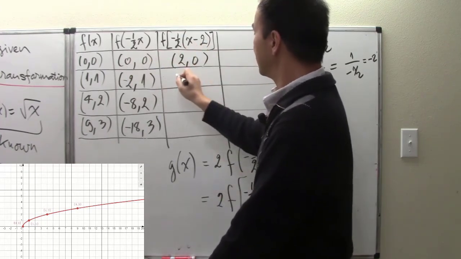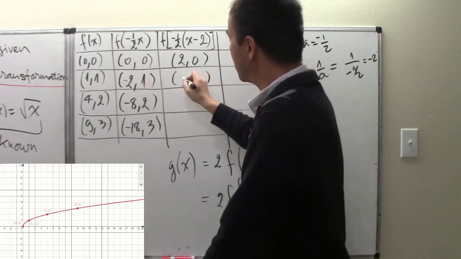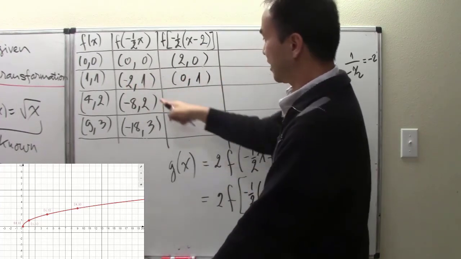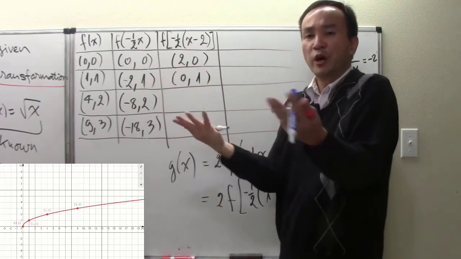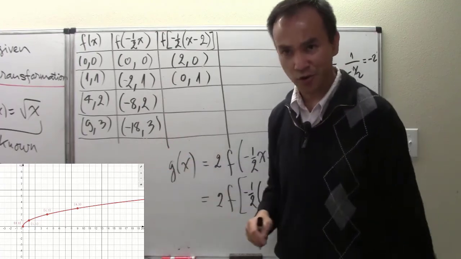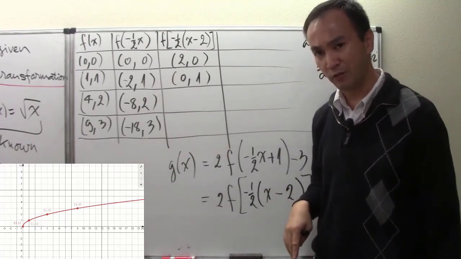Okay. The next point, (-2, 1), is now transformed to (0, 1). Again, the y value stays the same because within the first two columns we're only working with the x values. You will nail it down at this point when you're following along with the example.